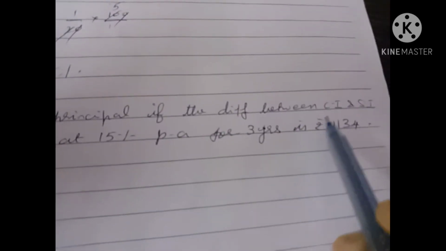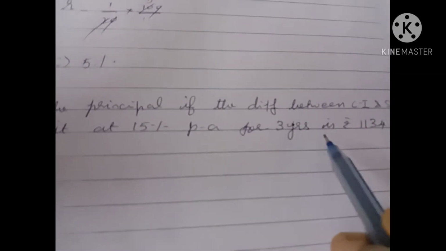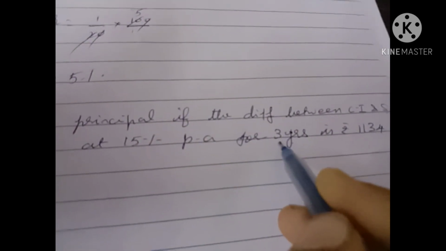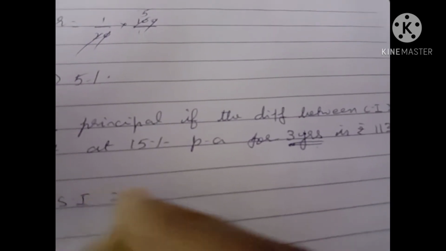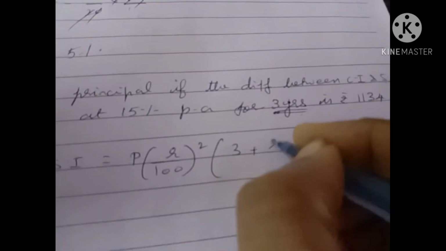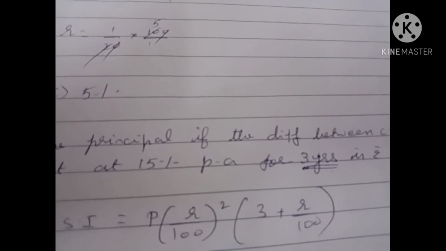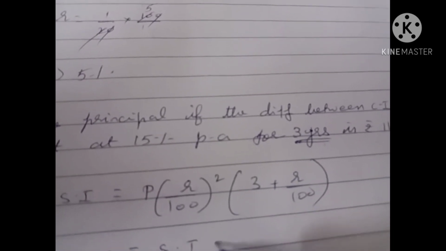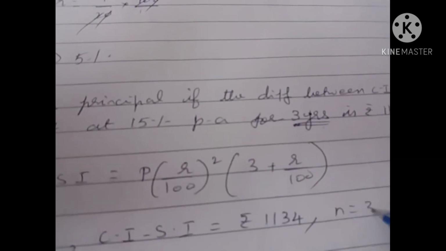Question: find the principal if the difference between compound interest and simple interest on it at 15% per annum for 3 years is rupees 1134. Here they have given 3 years. Therefore the formula for CI minus SI is equal to P into (R by 100) the whole power 2, (3 plus R by 100). Here the principal value is not given, we have to find it out, and the difference CI minus SI is equal to rupees 1134 and N is equal to 3 years.